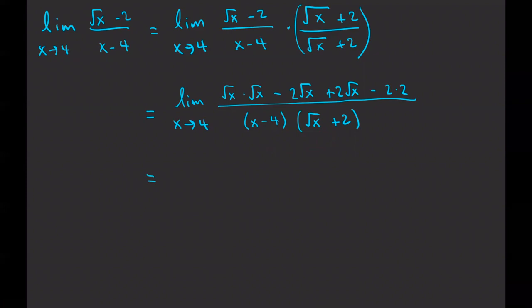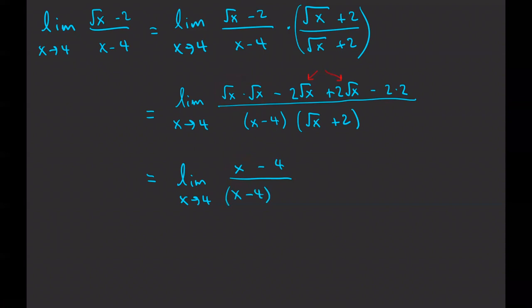What I notice here, first things first, is that these terms cancel with each other. There's a minus 2 root x and a positive 2 root x, and that's great. Those just go away. So I have the limit as x approaches 4 of root x times root x. Well, that's just an x right there. Again, those terms canceled, and I'm left with 2 times 2, which is 4. So I have that x minus 4 right there.